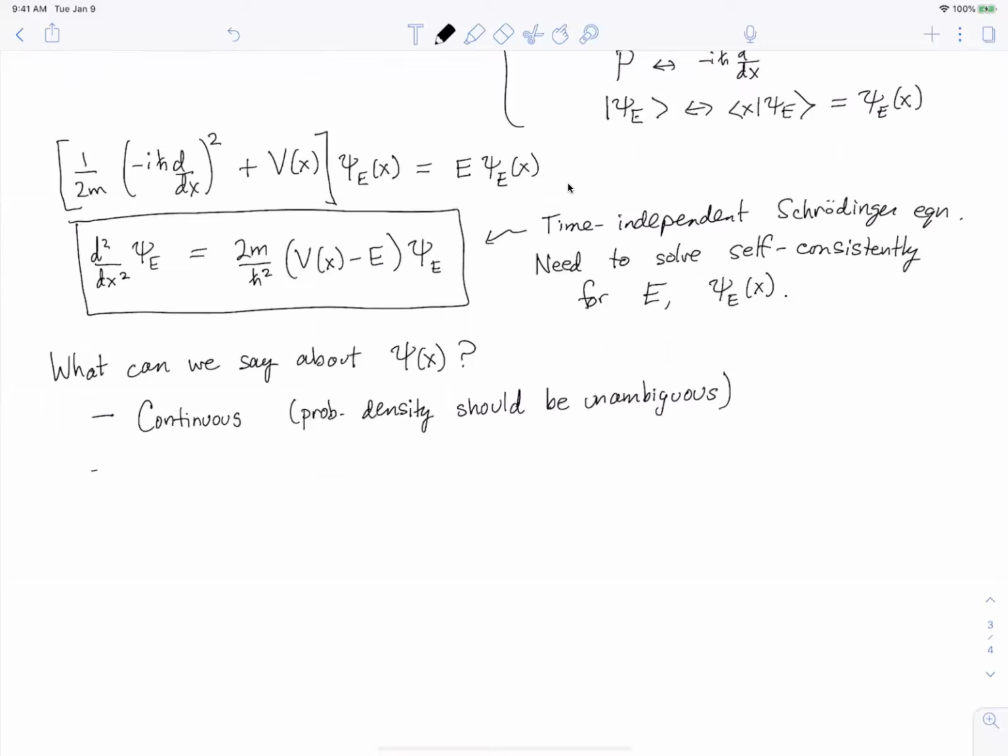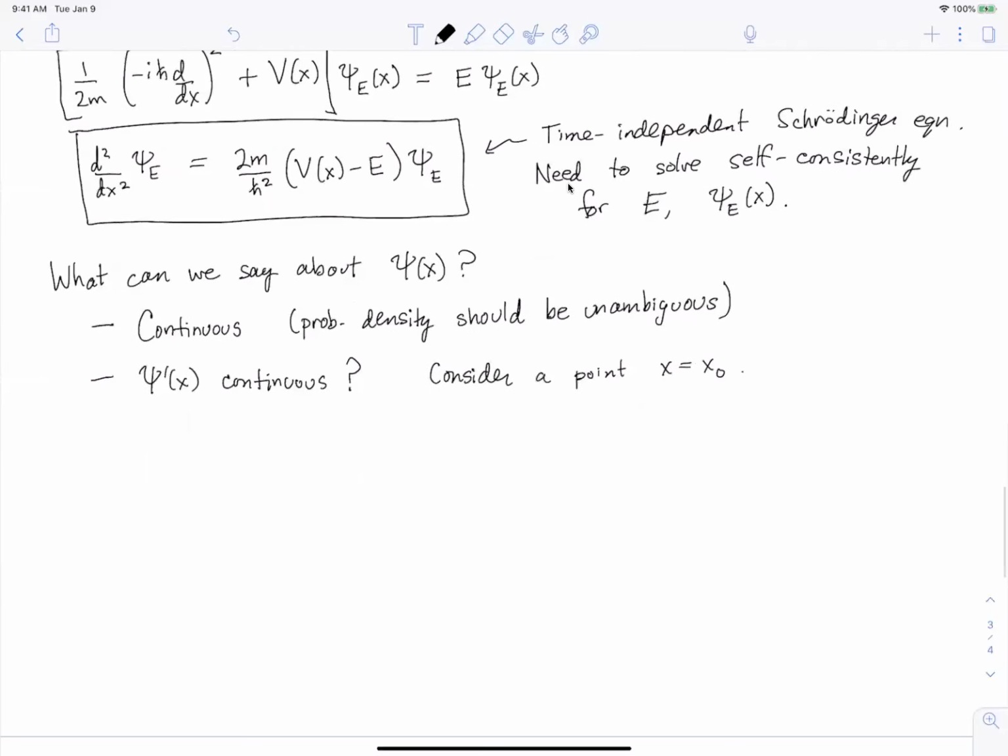So if it's continuous, then you could ask maybe the first derivative of psi is continuous. I'm putting a prime on this to indicate the first derivative. Okay, and I'm going to put a question mark there because it turns out sometimes it's true and sometimes it's not. So let's consider a point where it may or may not be continuous. So consider a point x equals x0.